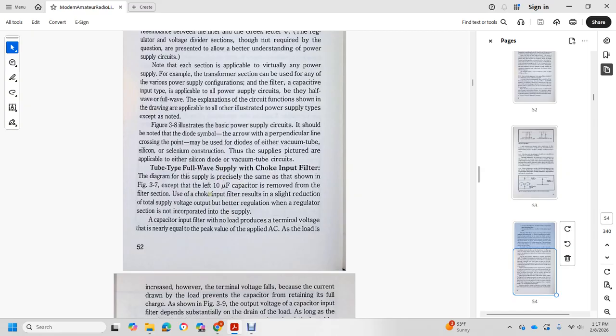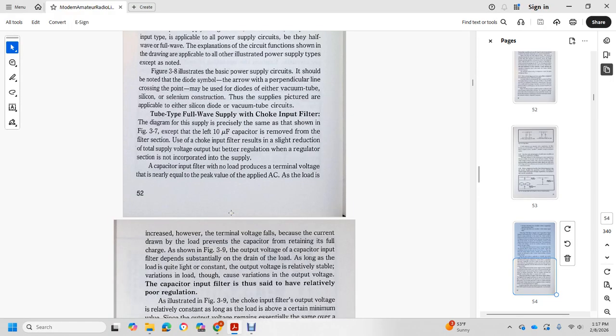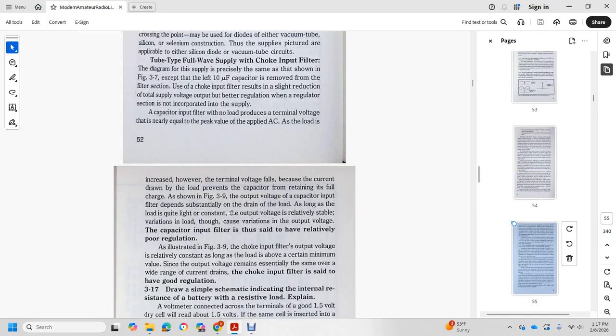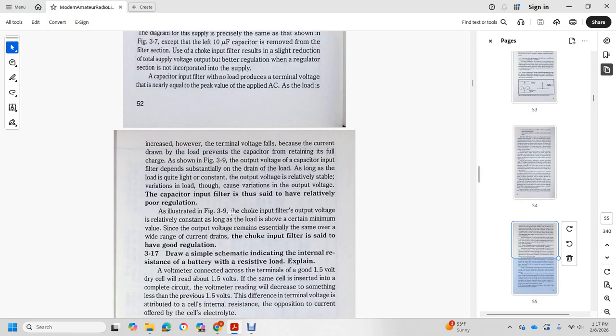With an example of a 10 microfarad capacitor removed from the filter section of the choke input filter, the result is a slight reduction in total supply voltage, with better regulation when a regulator section is not incorporated in the supply. The capacitor input filter produces a terminal voltage nearly equal to the peak value of the applied AC as the load increased. However, the terminal voltage drops, because the current withdrawn by the load prevents the capacitor retaining the full charge, as shown in figure 39.